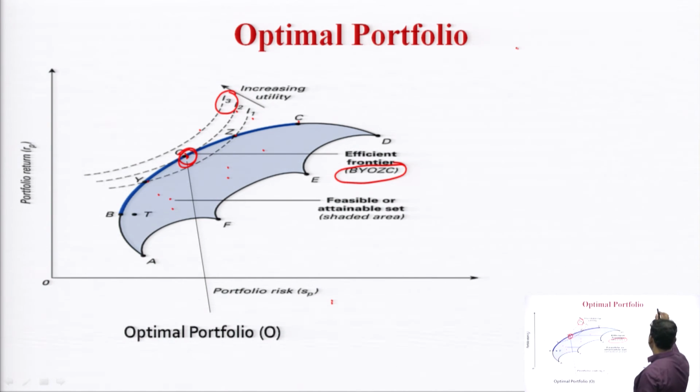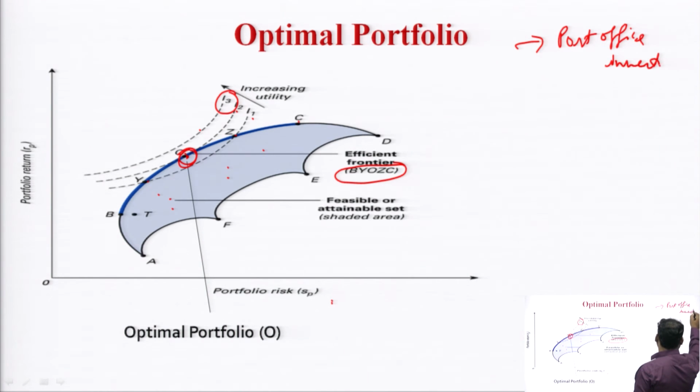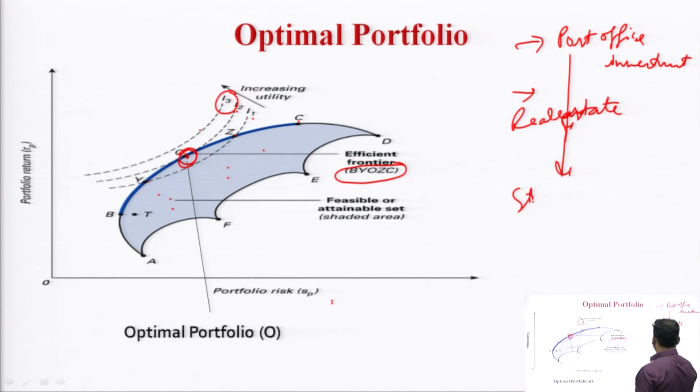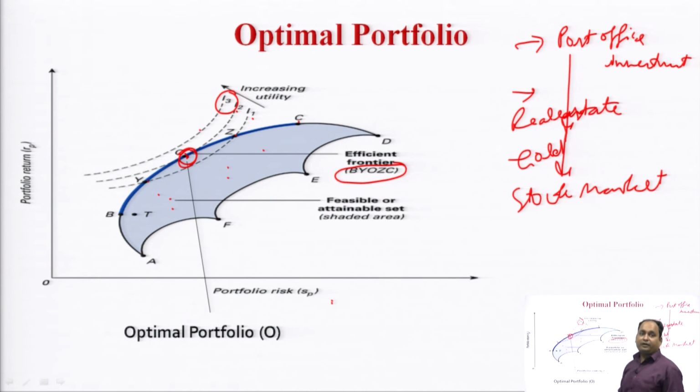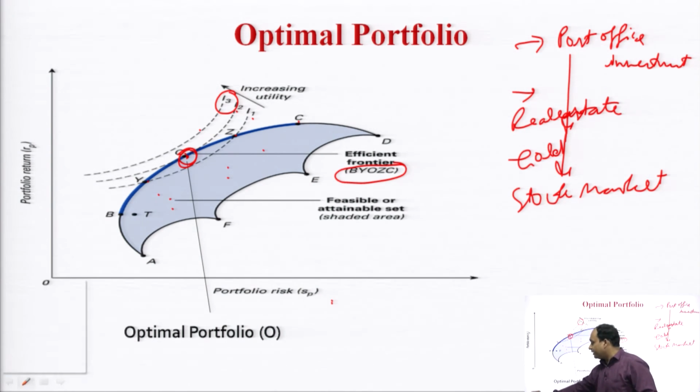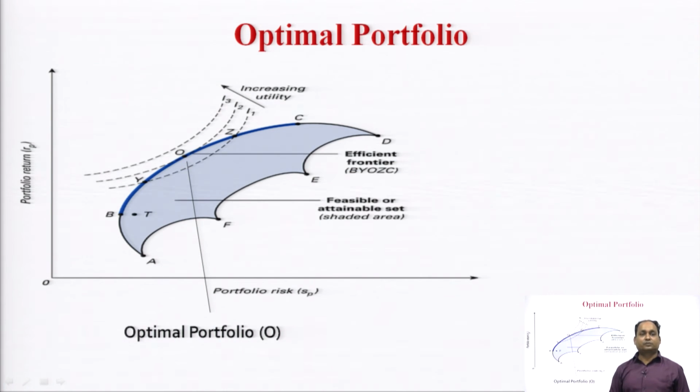Lower risk securities like a post office investment, right. If we are moving towards higher risk, then it can go up to real estate, then again go up to the stock market, then gold. So, there are various categories of risk where the investors are making the investment. Investors are making the investment based on the various risk and return profile.